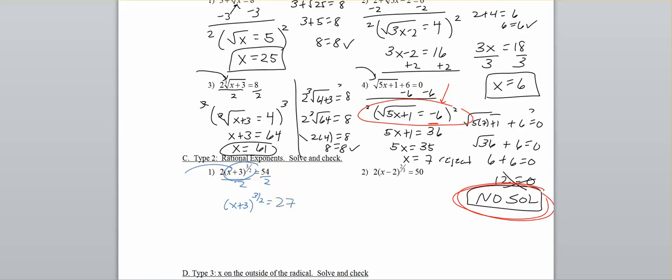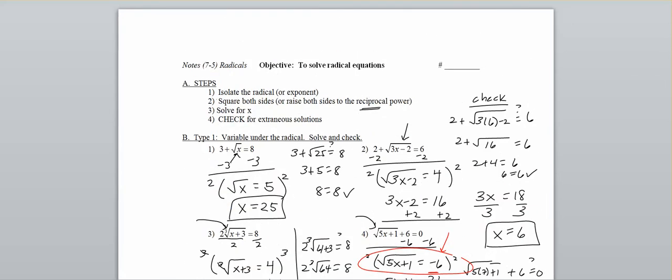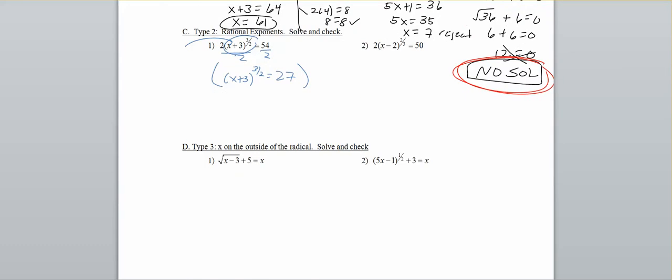Now, this problem is a little bit different than the first 4 because I'm not just to a root, a cube root or a square root. Now I'm to a power and a root. The way to get rid of that is to raise both sides to the reciprocal power. It says square both sides or raise both sides to the reciprocal power. Reciprocal means I'm going to flip over whatever the fraction is. So instead of 3/2, I'm going to raise both sides to the 2/3 power. Let's raise this to the 2/3 and raise this to the 2/3. The reason I'm doing that is because now my 2/3 and 3/2 will cancel. I'm left with x plus 3.